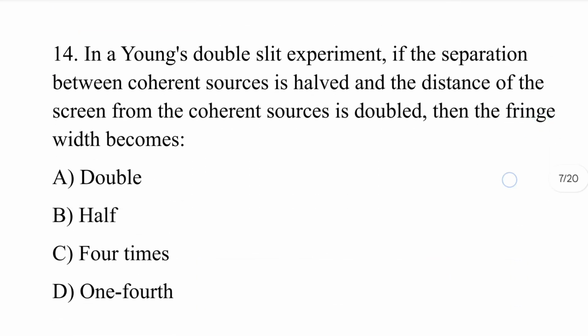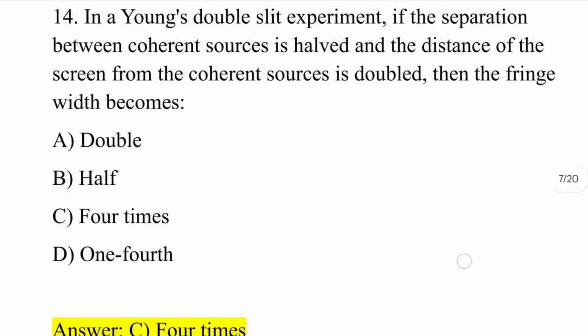Next, 14th question. In a Young's double slit experiment, if the separation between coherent sources is halved and the distance of the screen from the coherent sources is doubled, then the fringe width becomes: option A double, option B half, option C 4 times, option D 1/4. The correct answer is option C 4 times.